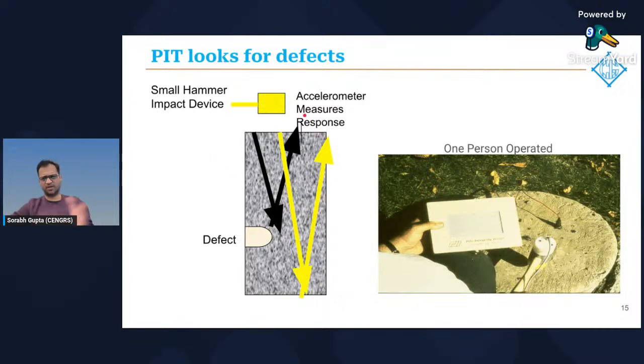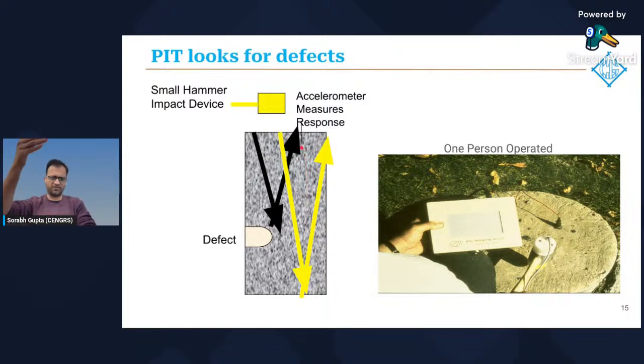Very quickly, the test is very simple. It really just consists of attaching an accelerometer on the top of a pile, and you hit the top of the pile with a small handheld hammer. So when you do that, this generates stress waves which go down into the pile and are reflected back up. Simple as that. And the accelerometer will measure the waves as they go down and as they come back up.